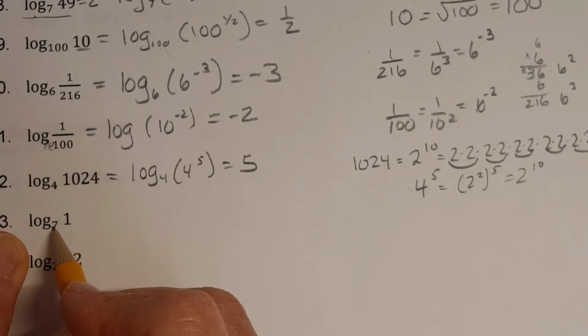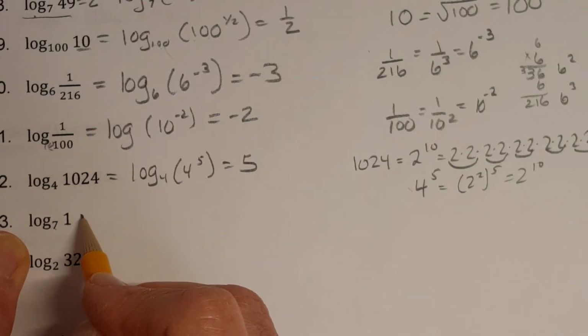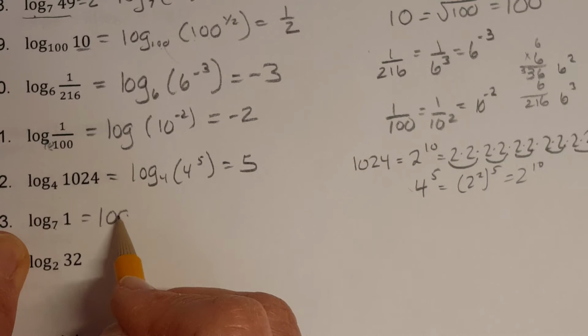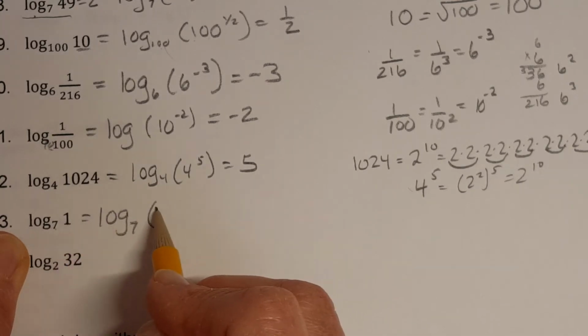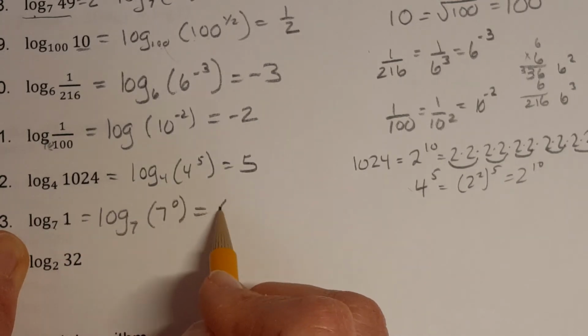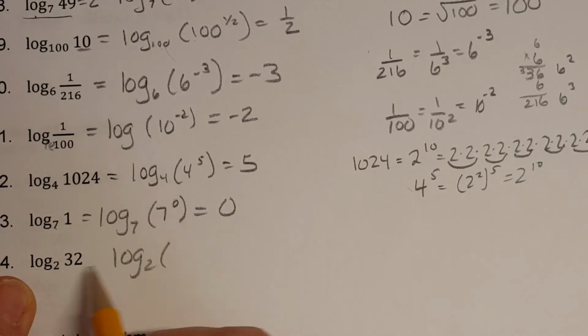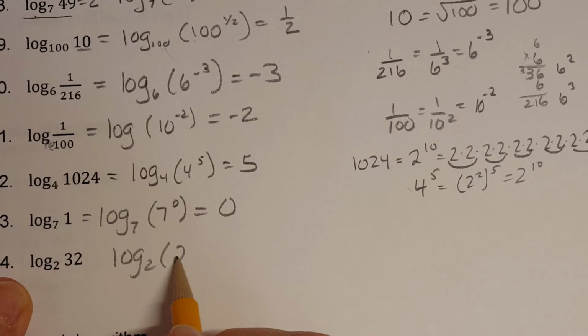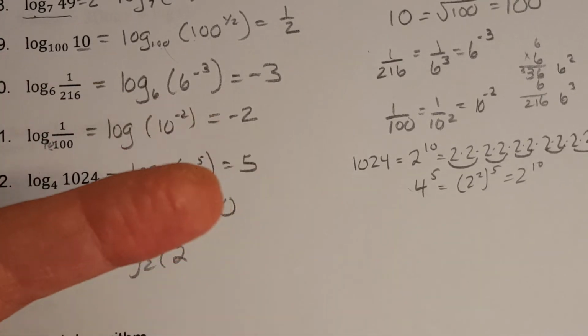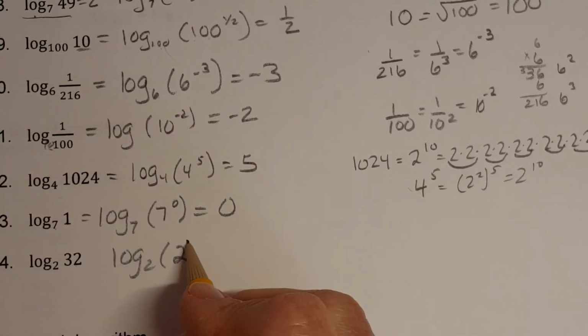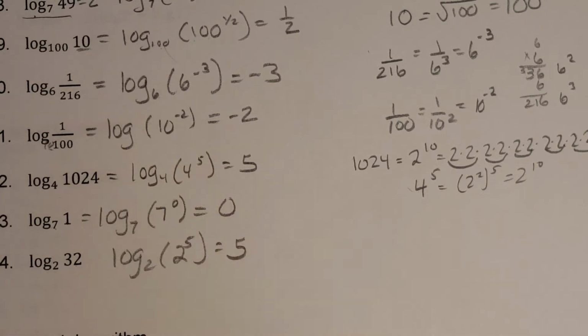Log of 1 with any base is equal to 0, because log base 7 of 1 is equal to 7 to the 0, and so that equals 0. And log base 2 of 32: 2 to the 5th is 2, 4, 8, 16, 32, so that's equal to 5.